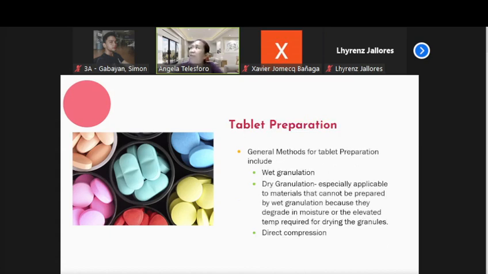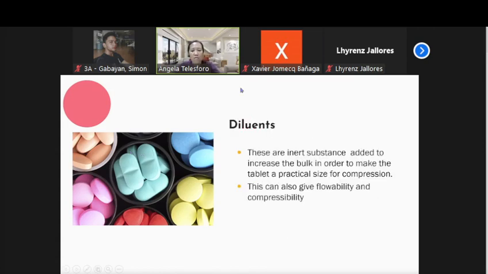So what are the general methods of tablet preparation? 9:30, tama mo man class ha? Wet granulation, sandali lang.